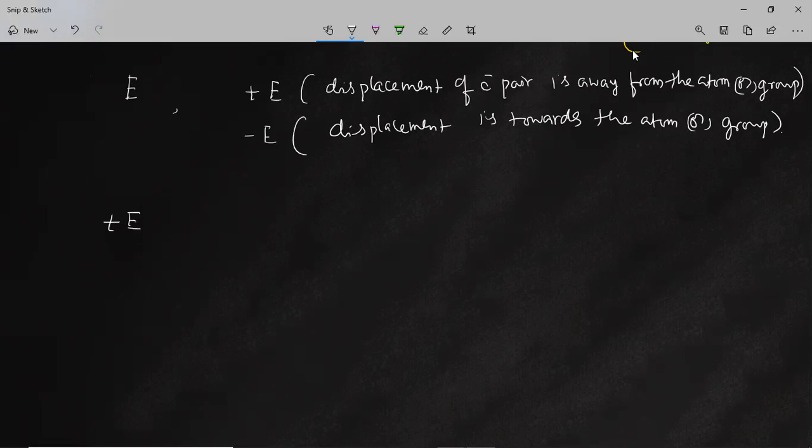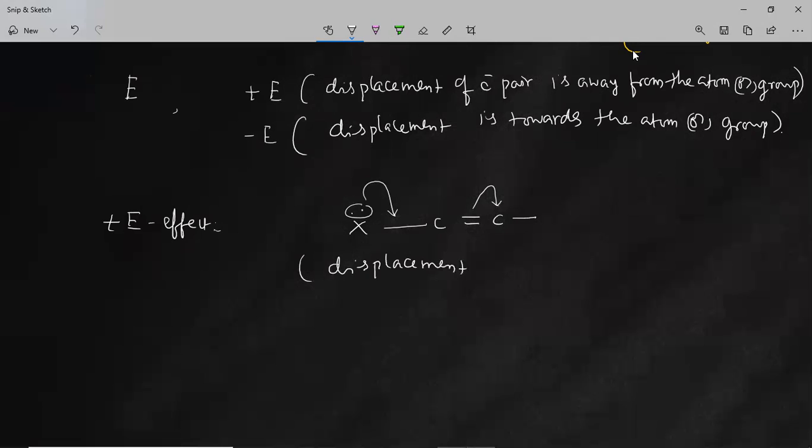So once again I'll give clarity on what is the plus E effect. If you have X as a group attached to a double bonded carbon like this, and the pair is transferred towards one carbon, the pair present over the X will be displaced towards this place, that means between carbon and X. So here the displacement is away from atom X. Got it?